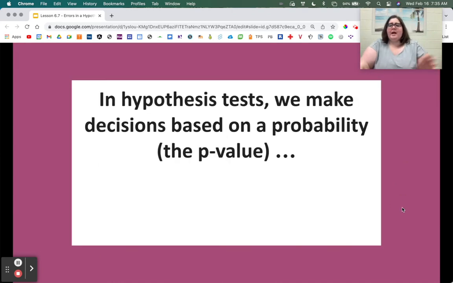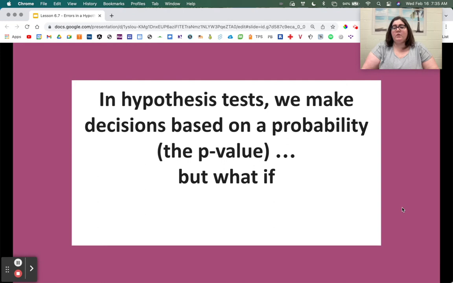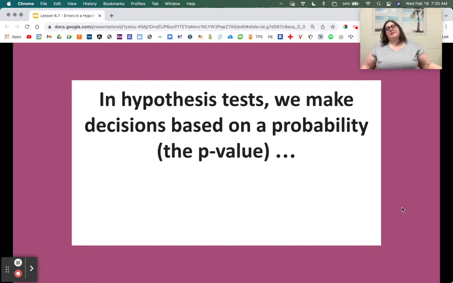So in hypothesis tests, what we learned up to now is that we make decisions about a hypothesis test based on a probability, the p-value. If the probability is really small, then we say, maybe the null hypothesis isn't actually true because it would have been really unlikely to get this thing that we got if the null hypothesis were true. If the probability is not too small, then we say, okay, well, maybe the null hypothesis is still really true, but it's all based on a probability.